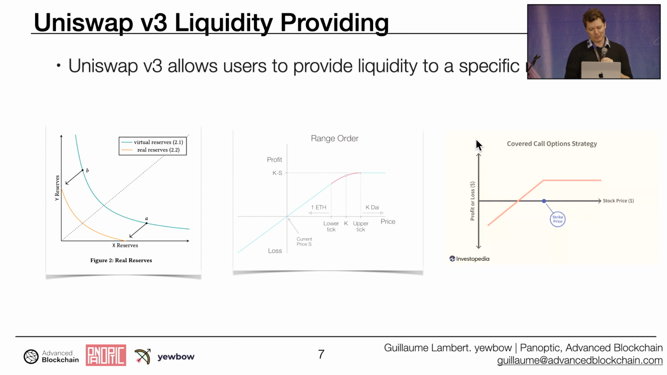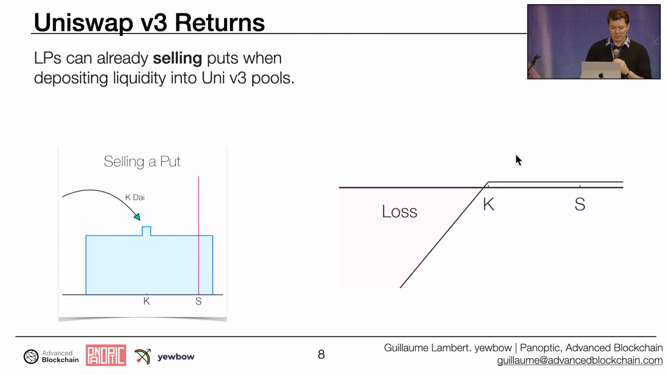So the link between the payoff curves of UniV3 LP positions and those of a covered call was enough to entice me to do a little bit more research on that. If you go out right now, launch UniV3, you can supply liquidity. And if the liquidity is supplied below the current price, you'll be creating a short put. You would be selling a put.